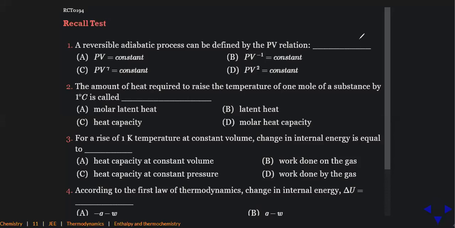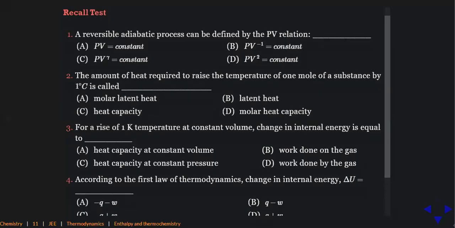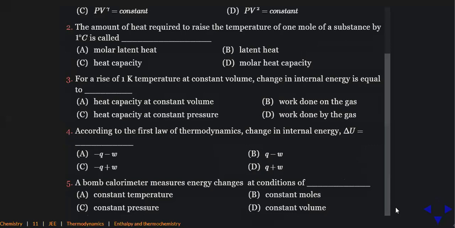Latent heat is used to change the phase of the system, right? Heat capacity is for the overall mass. For 1 mole by 1 degree centigrade, it is molar heat capacity. Question number 3. Everyone, tell me. Yes. Very good.